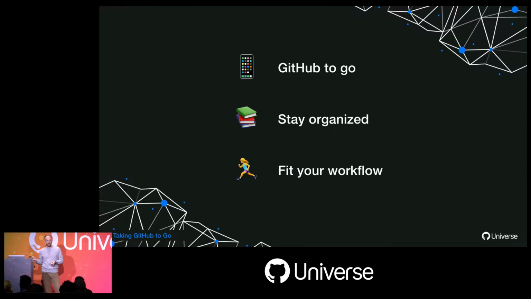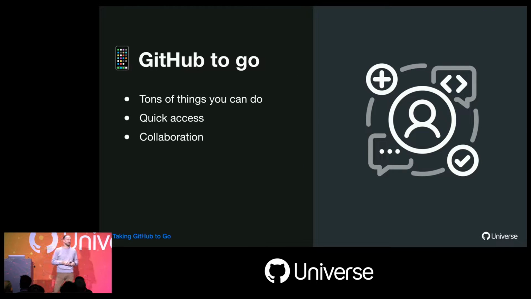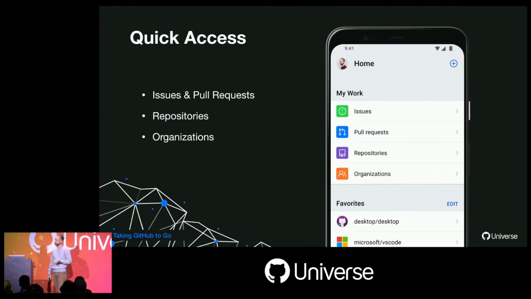Let's drill into the first problem area and talk about how we took GitHub to go. Like I said, there are so many things that you can do on GitHub. What we decided as a design and engineering team is to focus on giving you quick access to your work. We also know that a core part of GitHub is collaborating with your peers. We want to make sure that you can hand off from your browser to your phone seamlessly, almost picking back up on your work wherever you are.